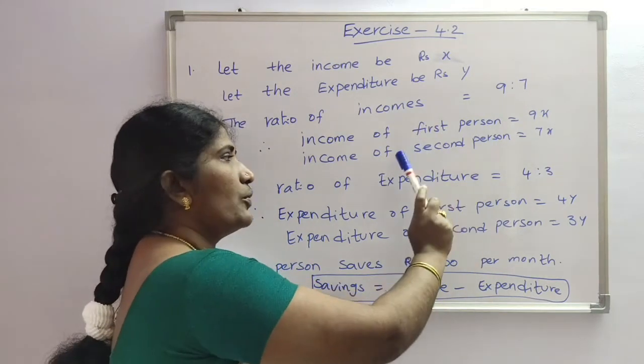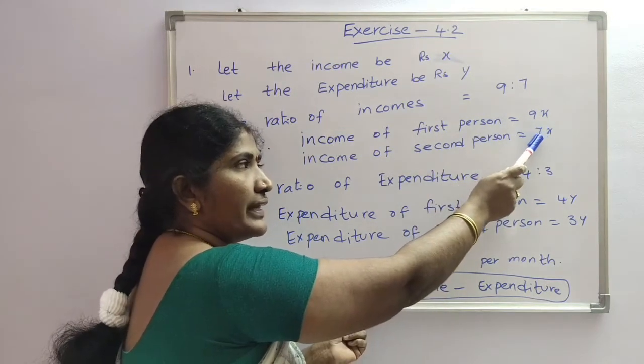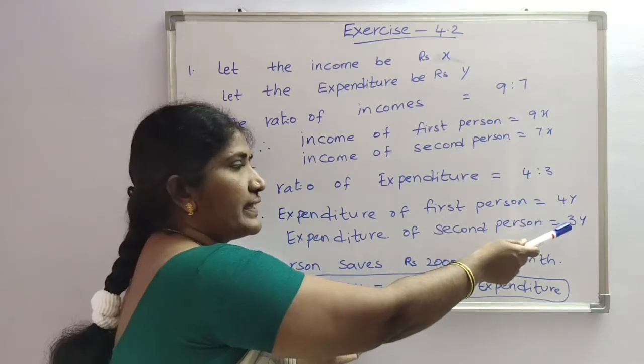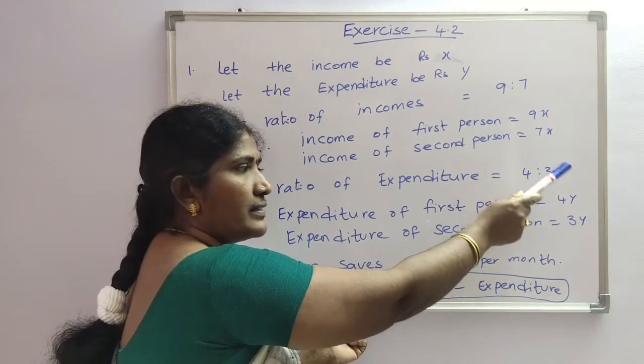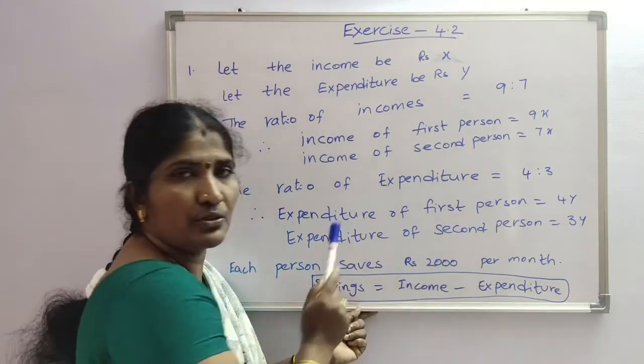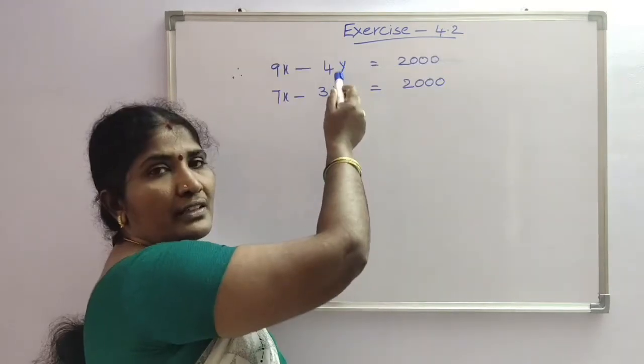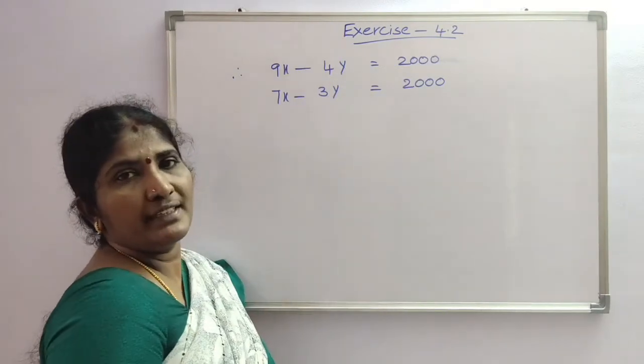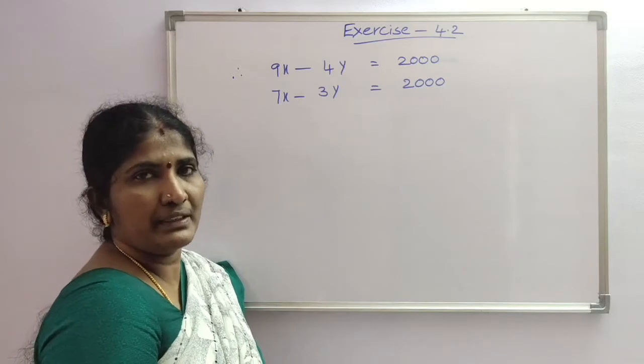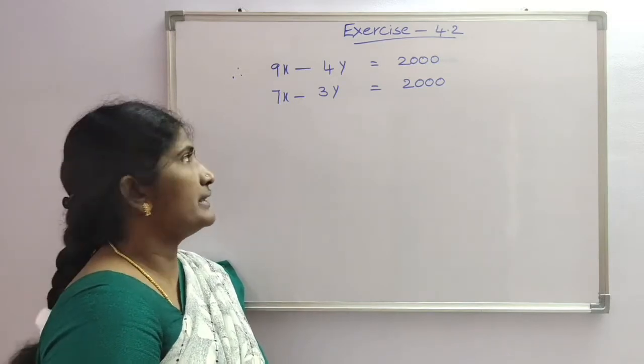Same for the second person. What is the income of the second person? 7x. What is the expenditure of the second person? 3y. So 7x minus 3y is equal to 2000 rupees. Now we got two equations. Now simplify the equations by the elimination method. It is better to choose the elimination method.